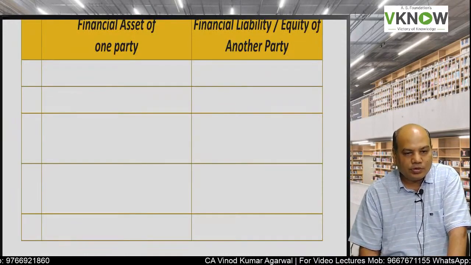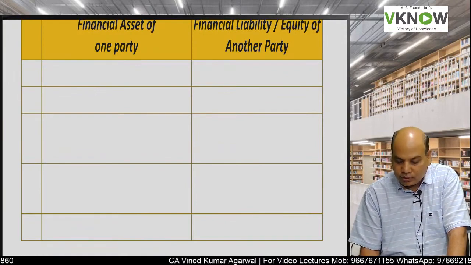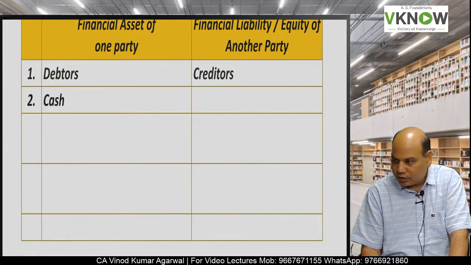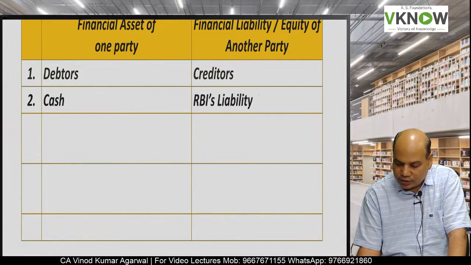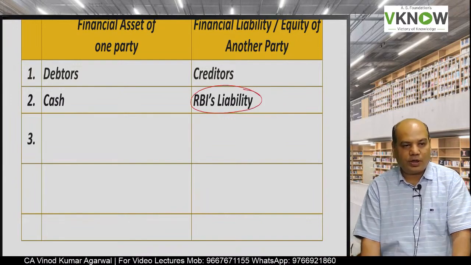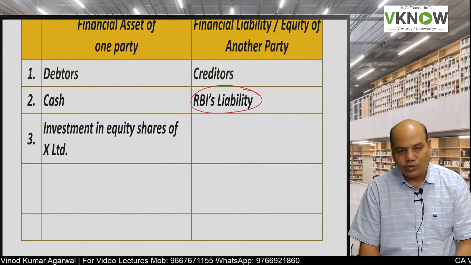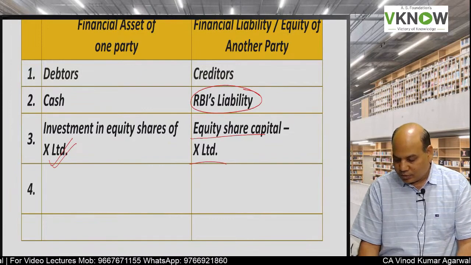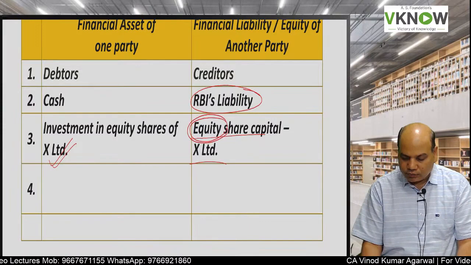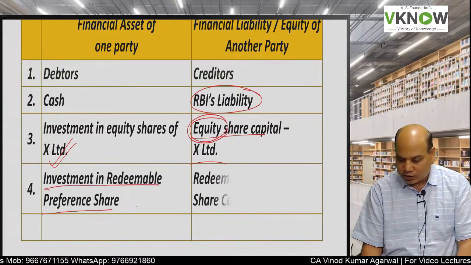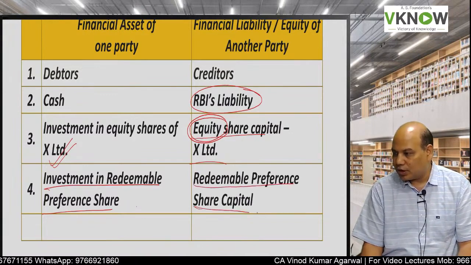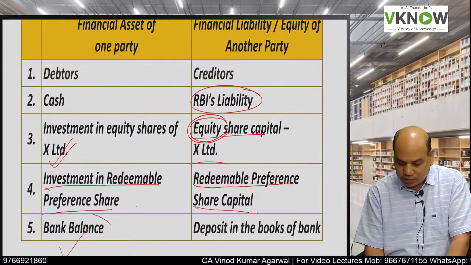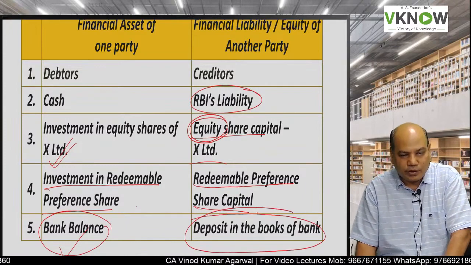So I'll give you some examples to understand financial asset and financial liability or equity. For example, one party will show debtor, the other party will show creditor. One party will show cash, the other party will show, or it is a liability of RBI. So cash is a financial asset for one party and it is a liability for RBI. Then investment in equity share. Suppose one entity has invested, it is a financial asset. For the other entity, the one who has issued the equity share, it will form part of equity. Then investment in redeemable preference share is a financial asset for one party. Issue of redeemable preference share capital is a financial liability or equity for the other party. Bank balance is a financial asset in our books and it is a financial liability in the books of the bank.